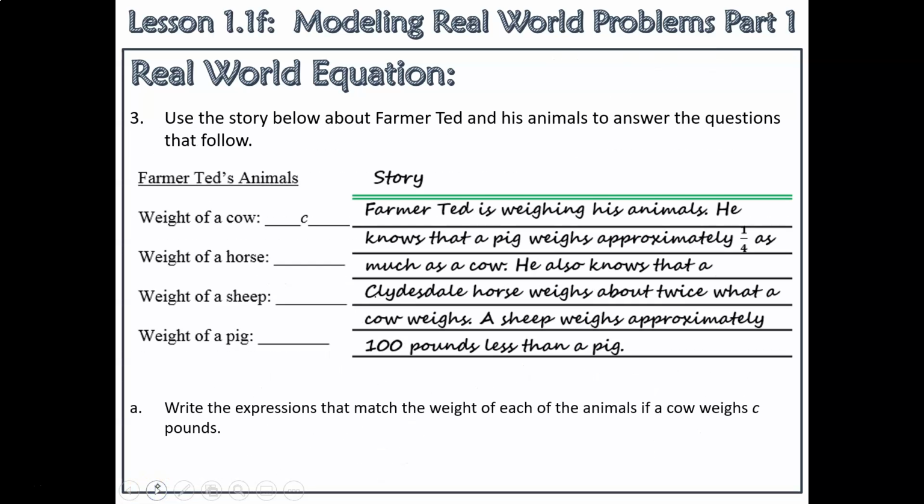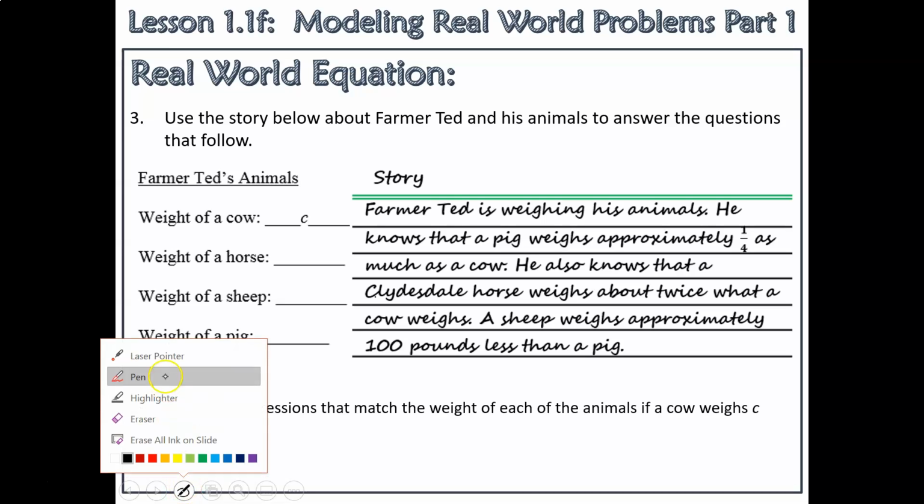Number 3 says, use the story below about Farmer Ted and his animals to answer the question. So Farmer Ted is weighing his animals. He knows that a pig weighs approximately 1/4 as much as a cow. He also knows that a Clydesdale horse weighs about twice what a cow weighs. Those are big horses. A sheep weighs approximately 100 pounds less than a pig.